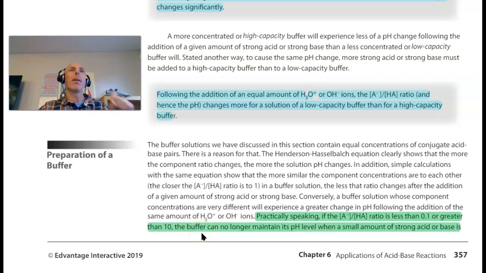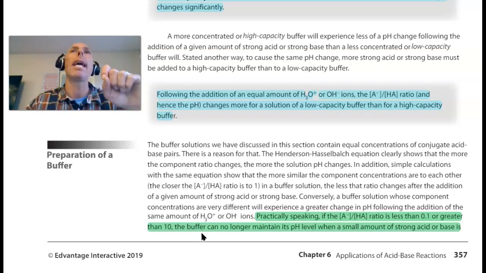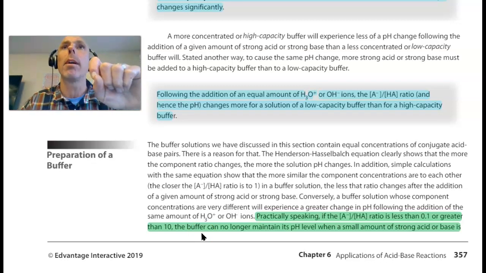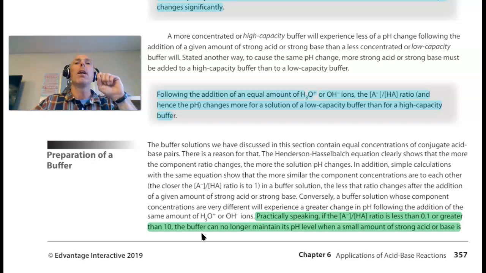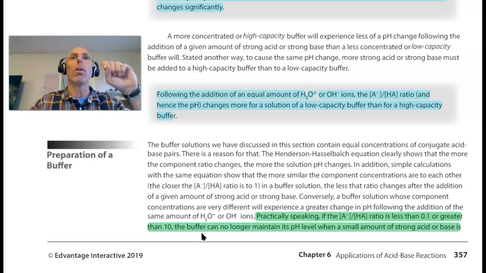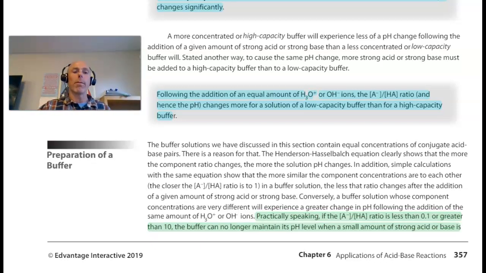What that ends up meaning, and we'll see the math later, is that the pKa of the weak acid in the buffer can't be more than one greater or one lesser than the desired pH of the buffer.